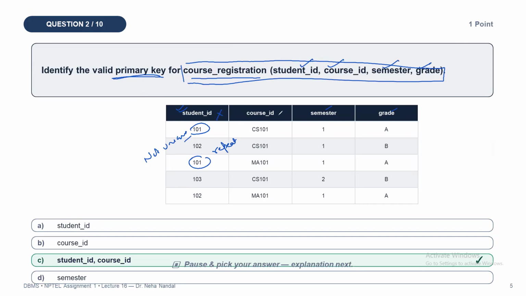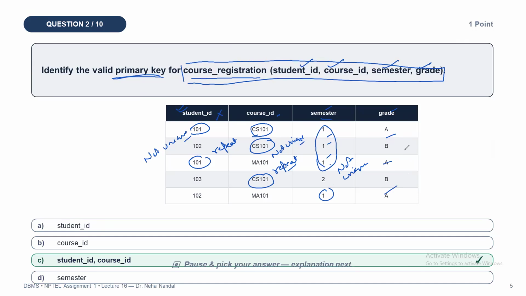Then you will check course ID. Here CS101, CS101 repeat, again CS101 repeat. So again it is not unique, and it cannot become a primary key. Then semester: again values are repeating, duplicacy, not unique.